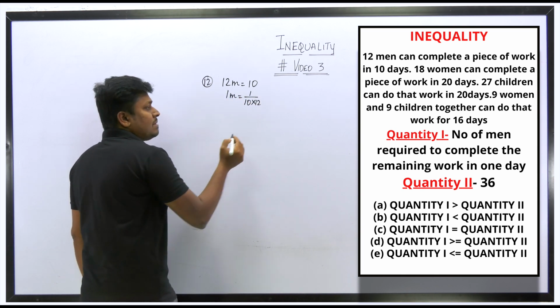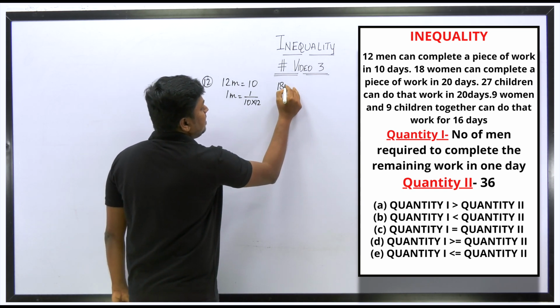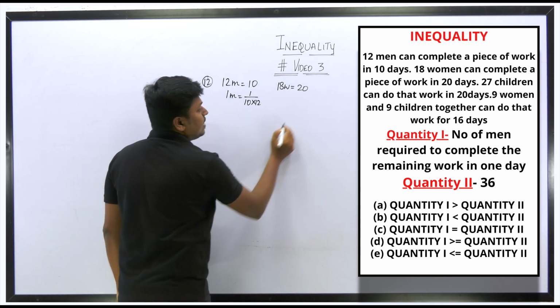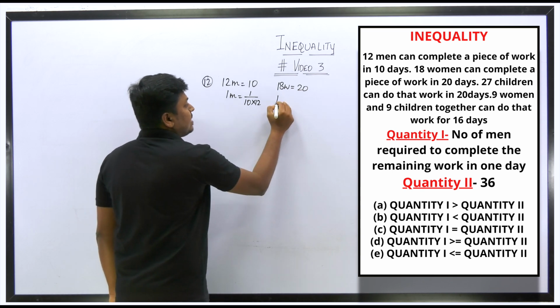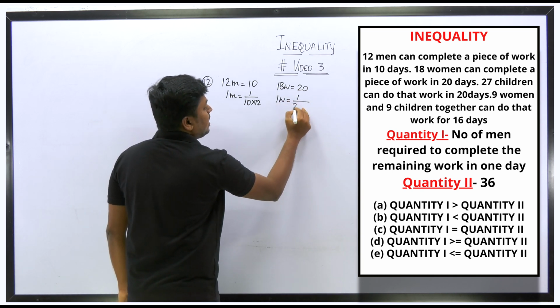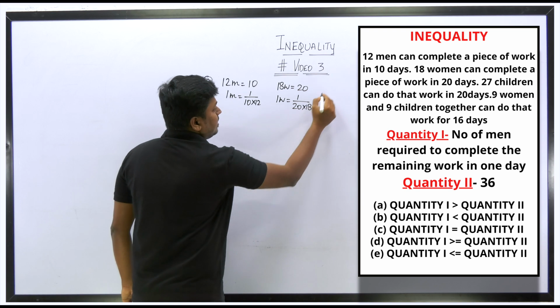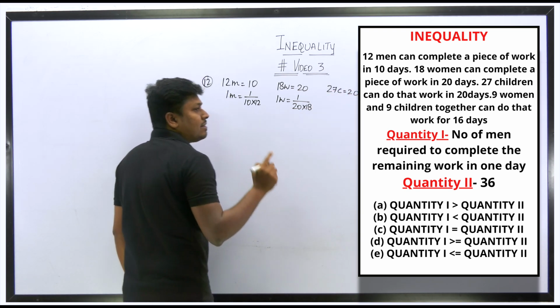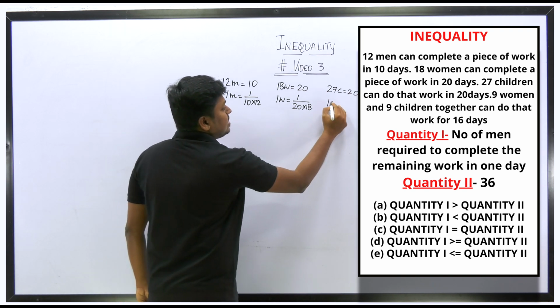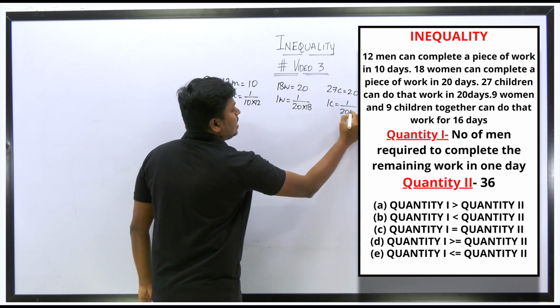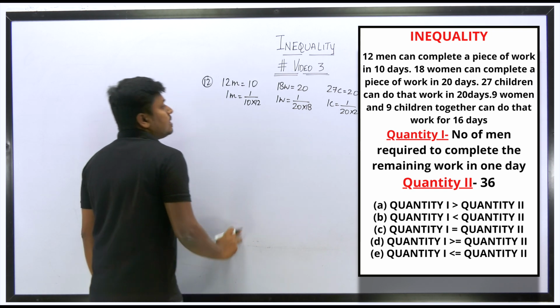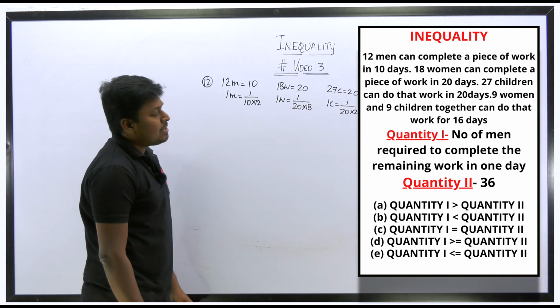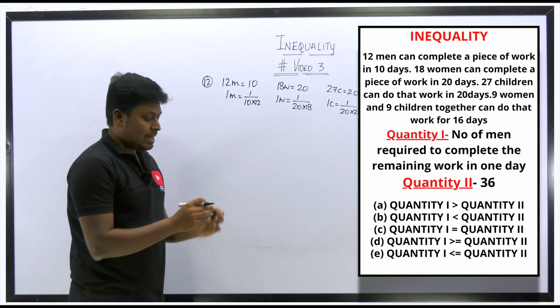Got it? So similarly, women, right? So 18 women can complete a piece of work in how many days? 20 days. So we can say that 1 woman will be 1 by 20 into 18. And the last will be children, right? So 27 children can complete a piece of work in 20 days. So 1 child will be 1 by 20 into 27. Got it?